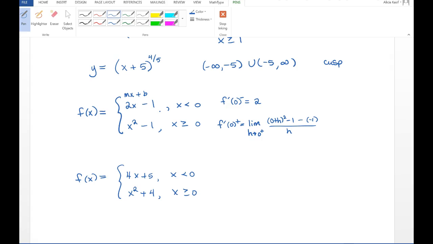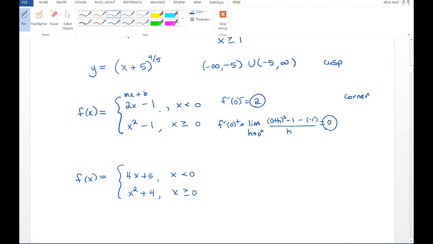When you're all done, you get h squared over h. So you get h, and then you get 0. So these two derivatives from the left and from the right came out to be not equal to each other. So this is a corner.